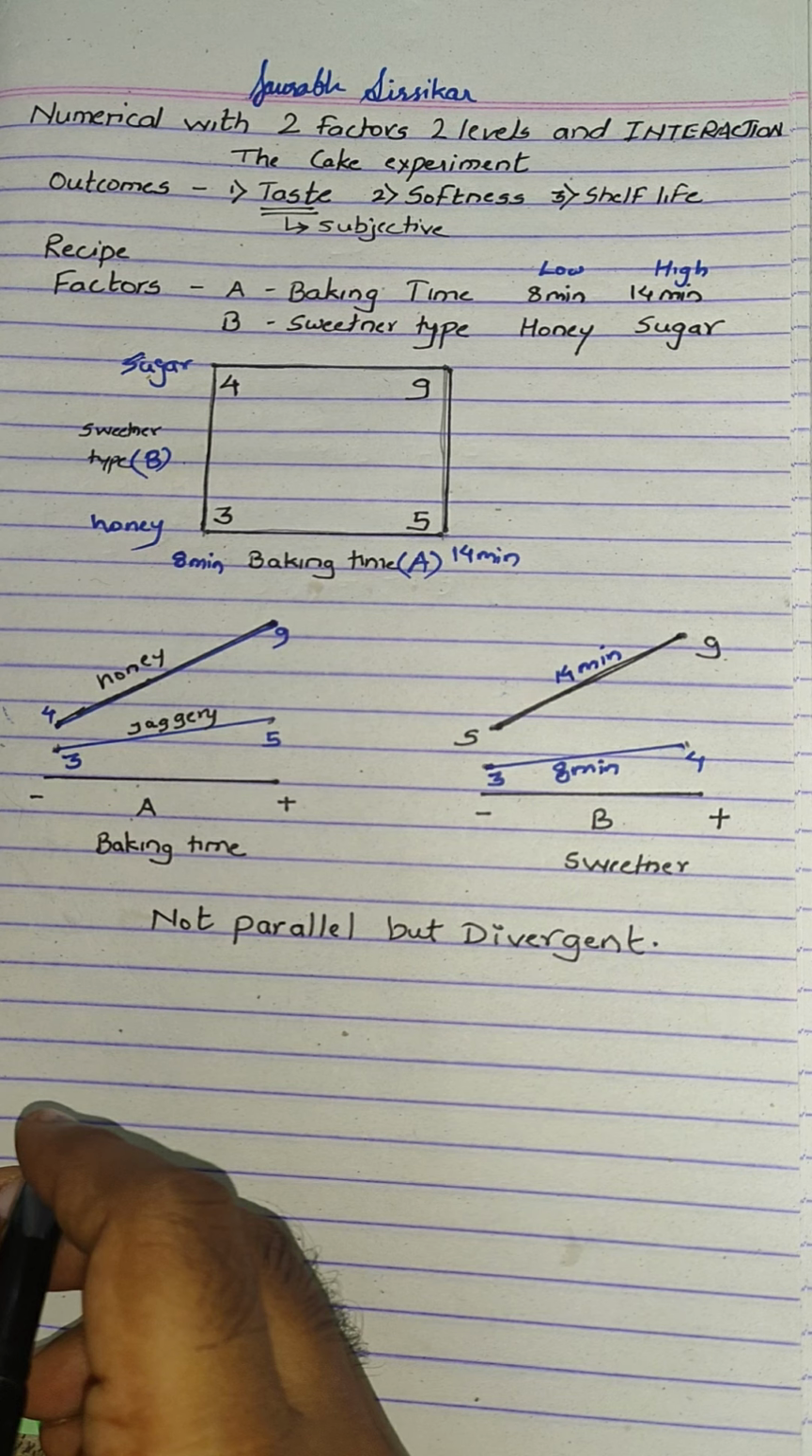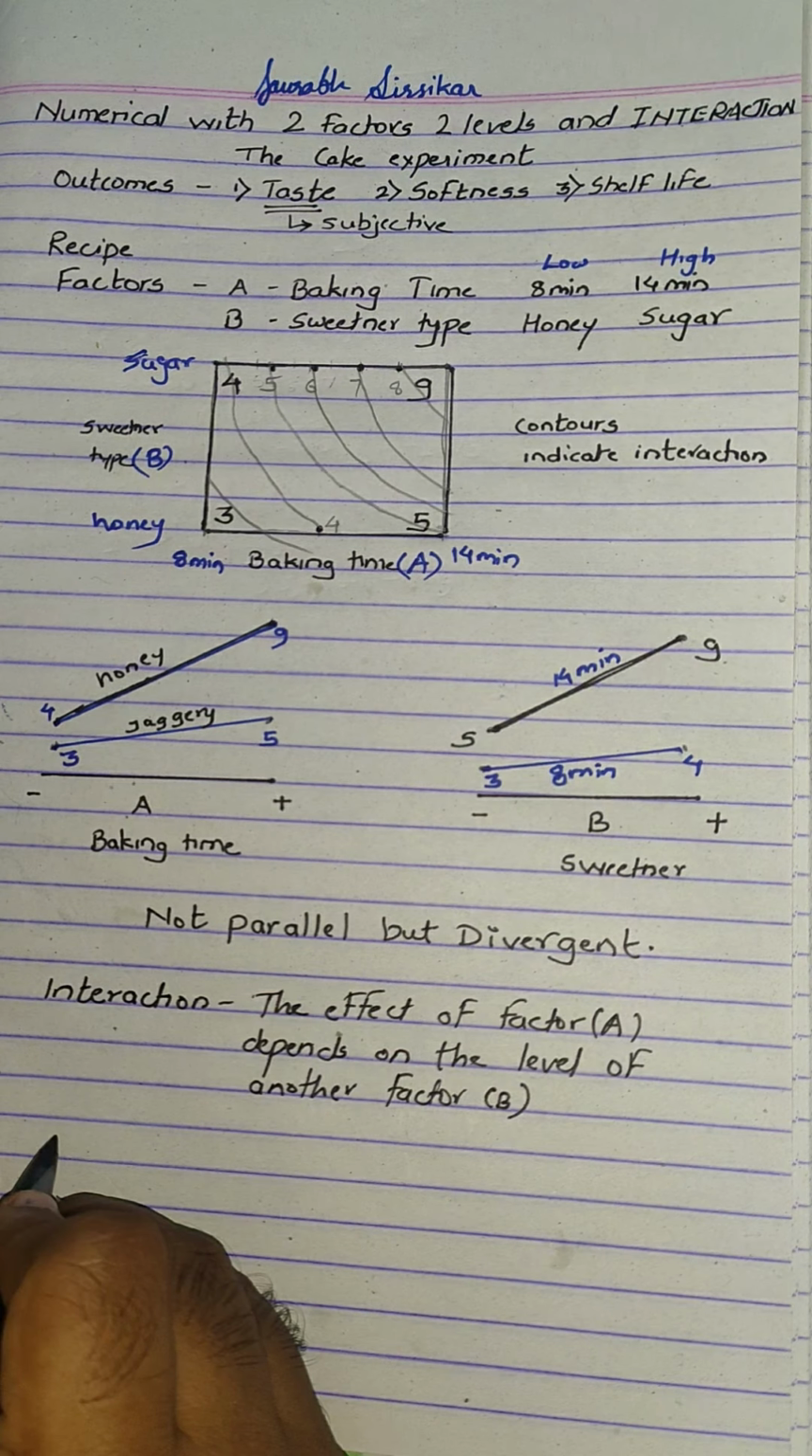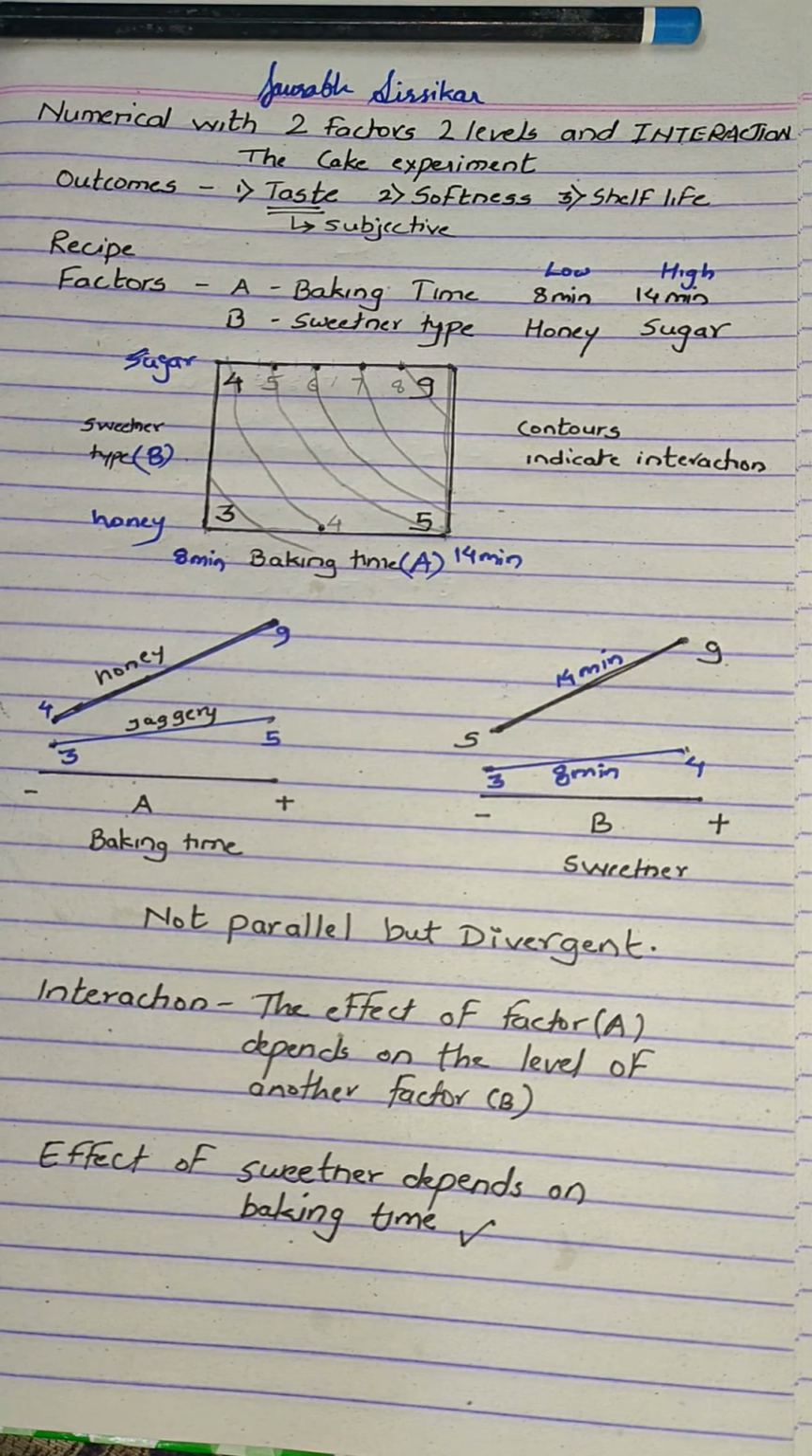Recall what we had said earlier. Interactions imply the effect of one variable depends on the level of the other variables. Our conclusion here is that effect of sweetener type depends on the duration that it is baked for. In other words, the time factor.